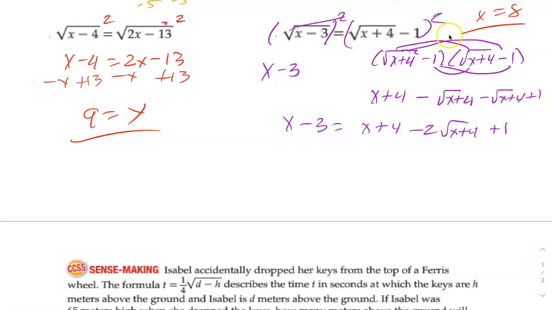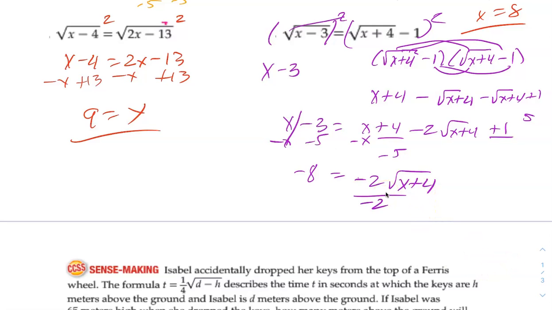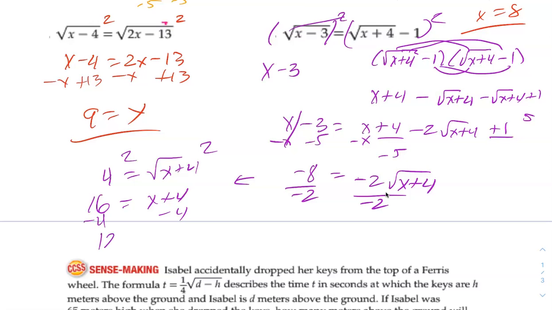And the same idea, let's isolate the radical. So I'm going to move this guy over. That's 5, so let's subtract 5 from both sides. Cancel, I get negative 8 equals negative 2 radical x plus 4. Now before I square both sides, I gotta get rid of the negative 2. So I get this by itself. So I get 4 equals radical x plus 4. Now I can square both sides. I get 16 equals x plus 4. Subtract 4, subtract 4. 12 equals x. And then that's the answer.